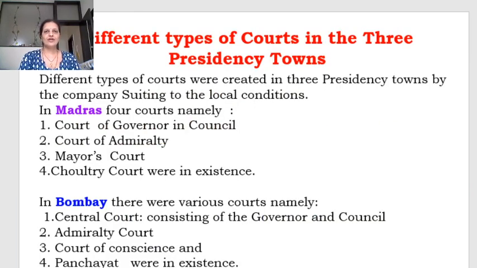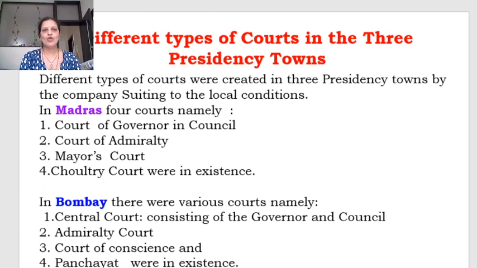So there were different types of courts created in these three presidency towns, that is Bombay, Madras and Calcutta, by the company suiting to the local conditions. In Madras, four courts, namely the Court of Governor in Council, number 2, Court of Admiralty, number 3, Mayor's Court. Mayor's Court was established by Charter of 1687 and number 4 was Choultry Court were in existence.